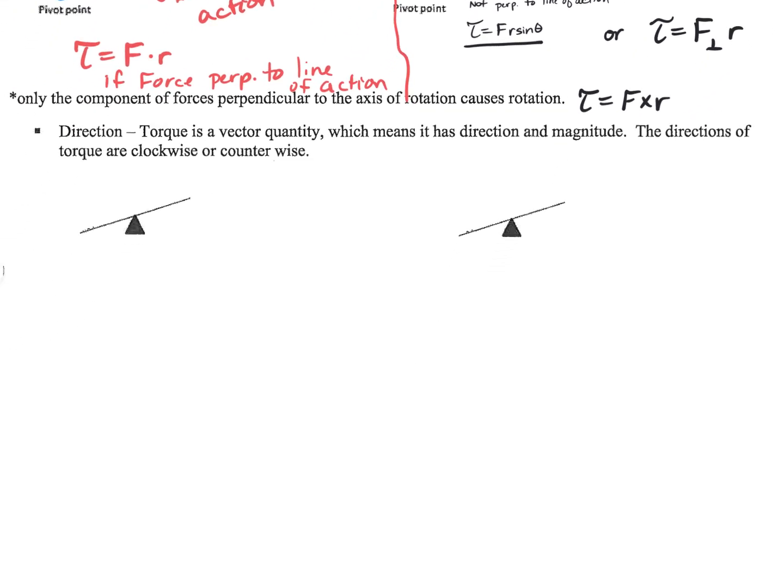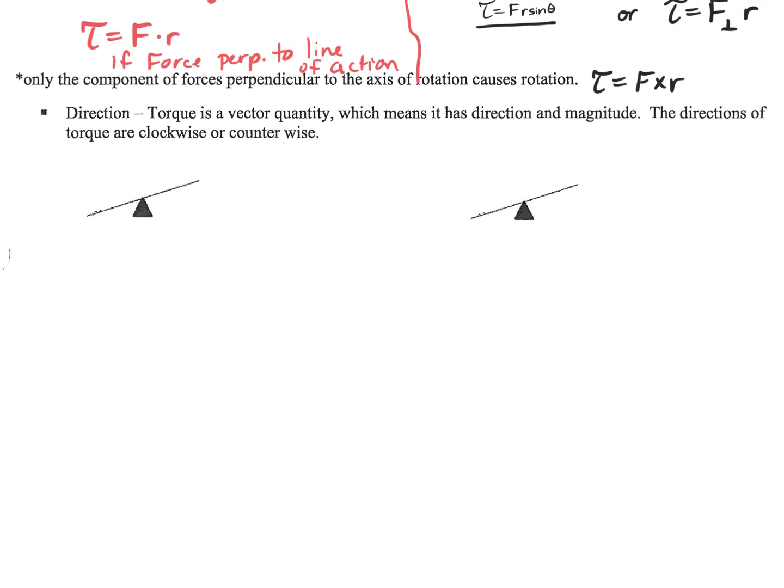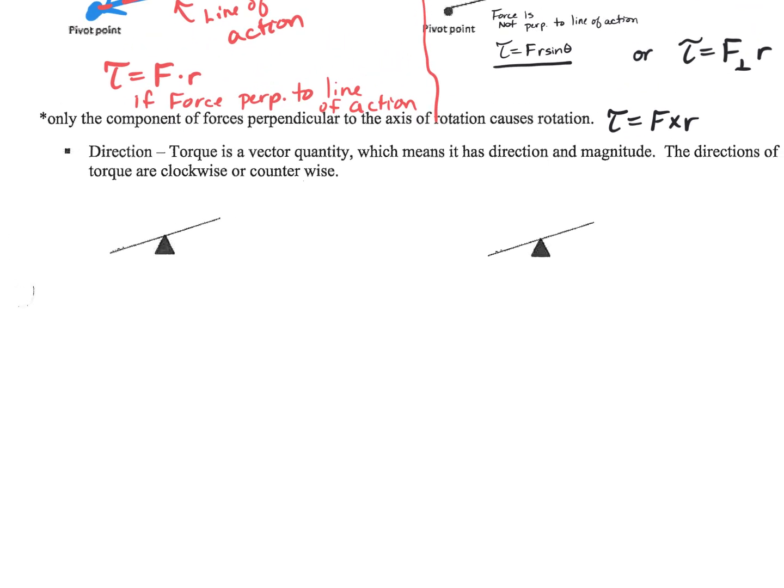Now, direction of path. I want you to look at something though. Look at what this says right here. Only the component of forces perpendicular to the axis of rotation causes the rotation. So even if I'm trying to get something to rotate and I'm pushing on it at an angle, the only part of that force that's trying to cause it to rotate is the part that's straight onto it. The part that's 90 degrees to the surface I'm applying the force to. Even if the force is applied at an angle, only the component 90 degrees causes any rotation. Makes sense, doesn't it?